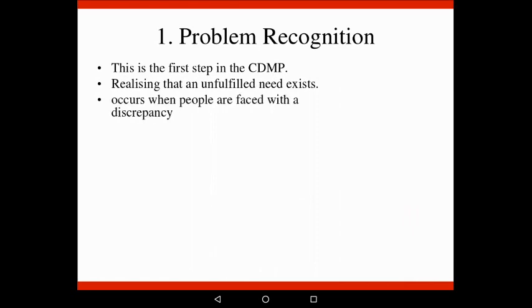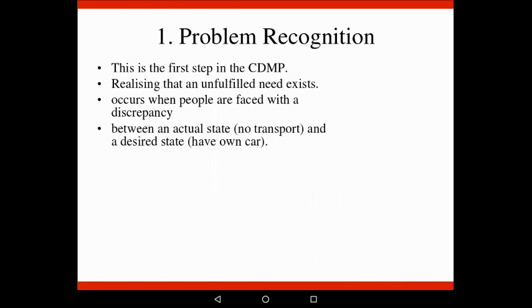Okay, and it occurs when people are faced with what's known as a discrepancy between an actual state, for example, they don't have transport, and a desired state. In other words, they have a car and they can drive themselves around. So there's that gap between where we are now and where you want to be. That's known as a discrepancy.